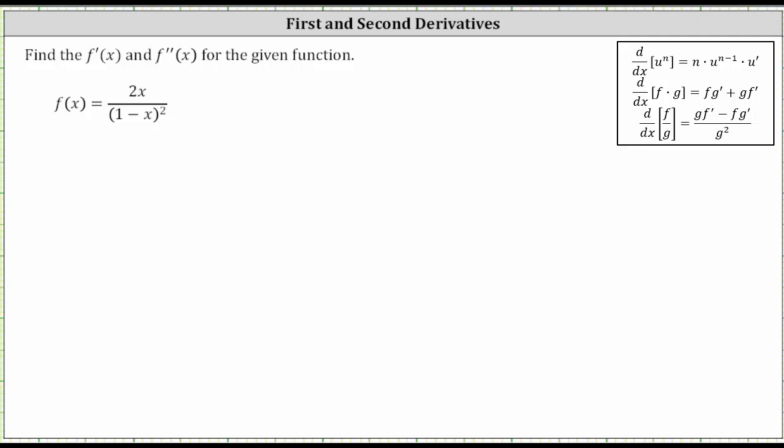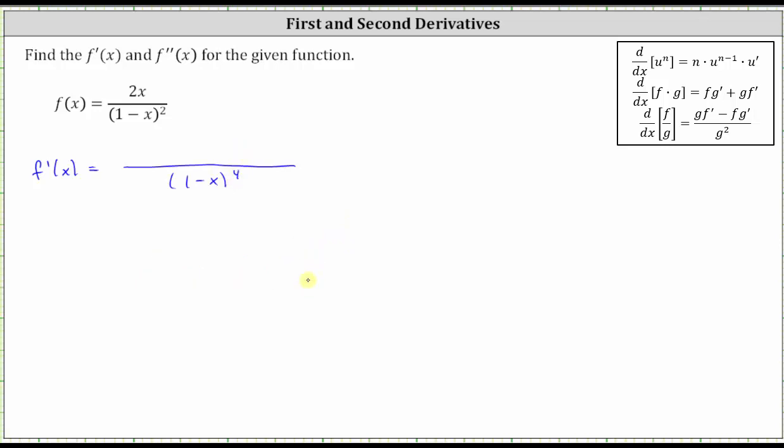We want to find the first and second derivative for the given function. We will be applying the quotient rule, which is shown here in the upper right-hand corner. F prime of x is equal to, let's begin with the denominator. The denominator of the derivative is the square of the denominator of the original function. So if we square the quantity 1 minus x squared, we multiply the exponents, and we have 4 factors of 1 minus x.